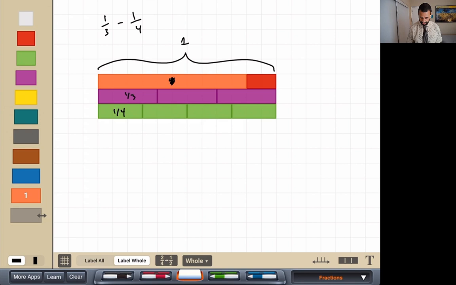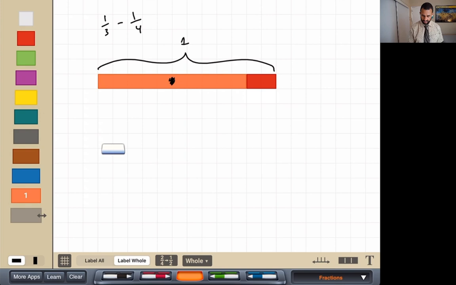And the way that I'm going to do that is I'm going to take all these and delete them. And I'm going to erase this. I'm going to keep this part up here, saying that that's my referent unit, just so that everybody is clear that that's my referent unit. You've got to choose a referent unit and you've got to label it, every time. All right. So now we're doing 1/3 minus a fourth. So here's my third. And then here's my fourth.